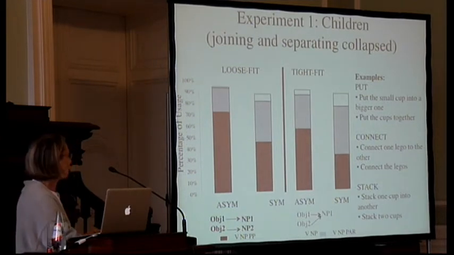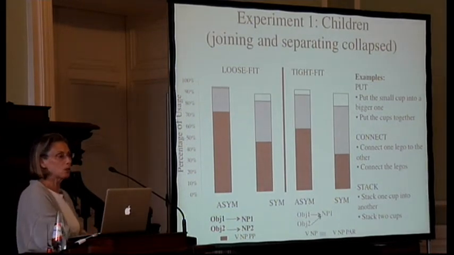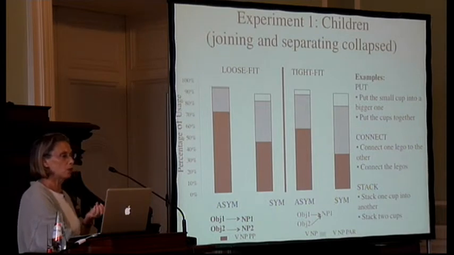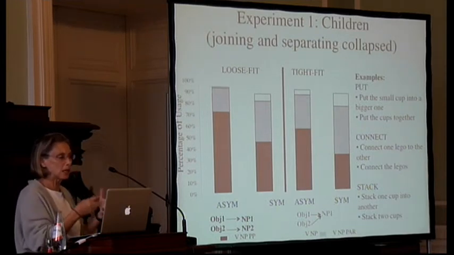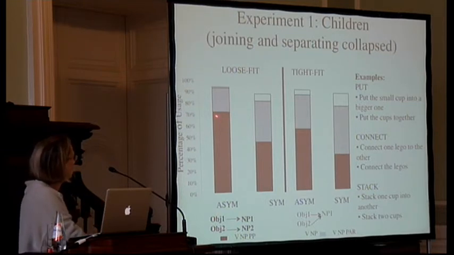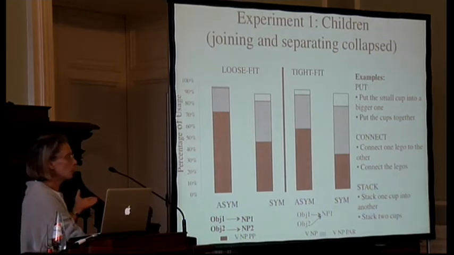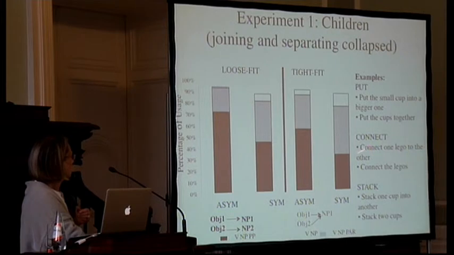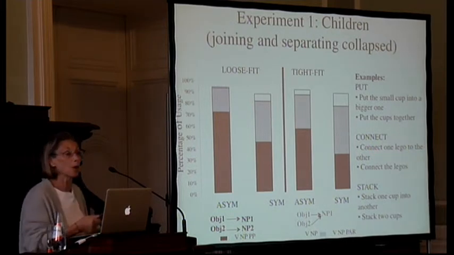The same thing happens with the children, and what's interesting about the children is that even though they have very few verbs and they're just beginning to get this lexicon of richer verbs, they're actually using the syntax to do much of the same. So you see the same pattern with the asymmetrical loose fits being things like she put one cup into the other, and the tight fit symmetricals being something like she took the blocks apart.